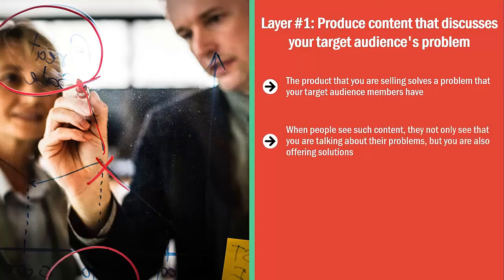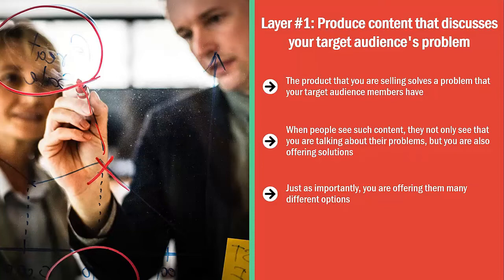Create content that discusses their problem. When people see such content, they not only see that you are talking about their problems, but you are also offering solutions. When they see this, you establish authority and credibility. You are talking their language. You are speaking to issues that are important to them. Just as importantly, you are offering them many different options. And by doing so, you establish your expertise.